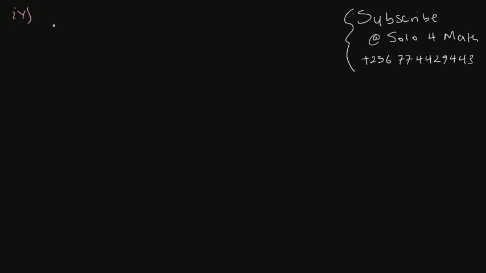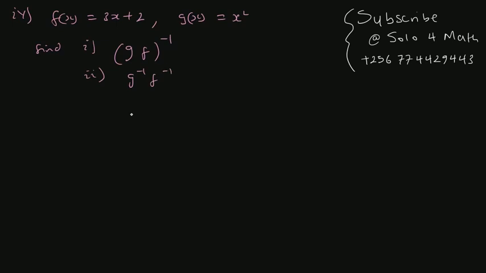If you're given f(x) as 3x + 2, and you're also given g(x) as x squared, we want to find (1) (g∘f)⁻¹, and then (2) g⁻¹ f⁻¹. So these are composite functions.